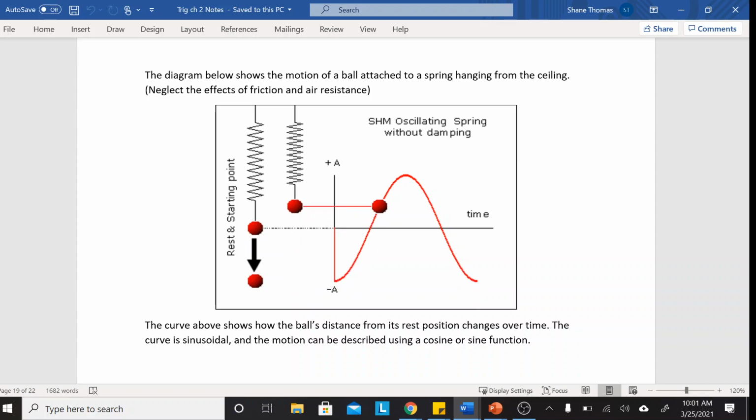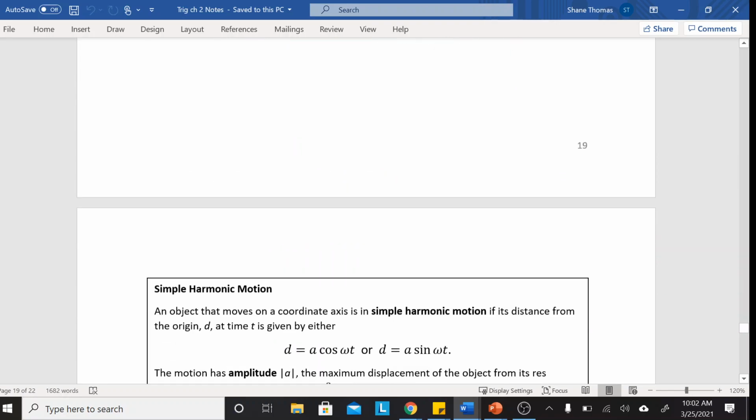The curve above shows the ball's distance from its rest position. It changes over time. The curve is sinusoidal, and the motion can be described using a cosine or sine function. Just that up and down motion over time. Obviously, a lot of people get confused because that ball is just going straight up and down. But when I graph it over time, that's how I get that loop up and down. With me?